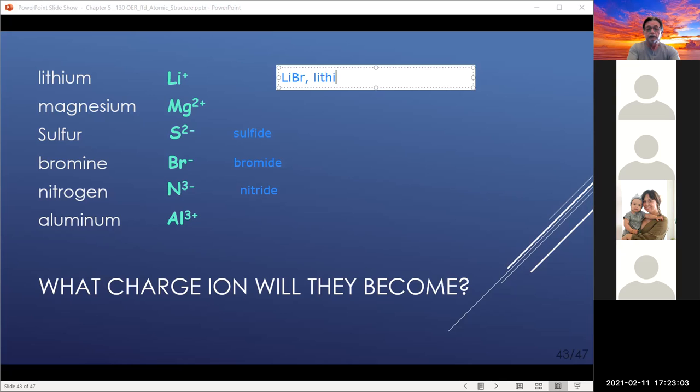And guess what? Its formula is LiBr. I put them together without the charges. And its name is lithium bromide. Not lithium bromine, because bromine is the element. Bromide is the ion.